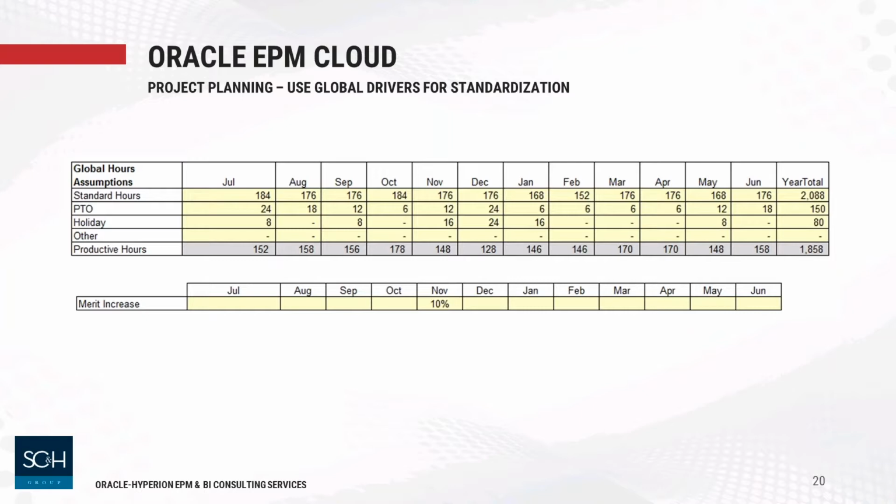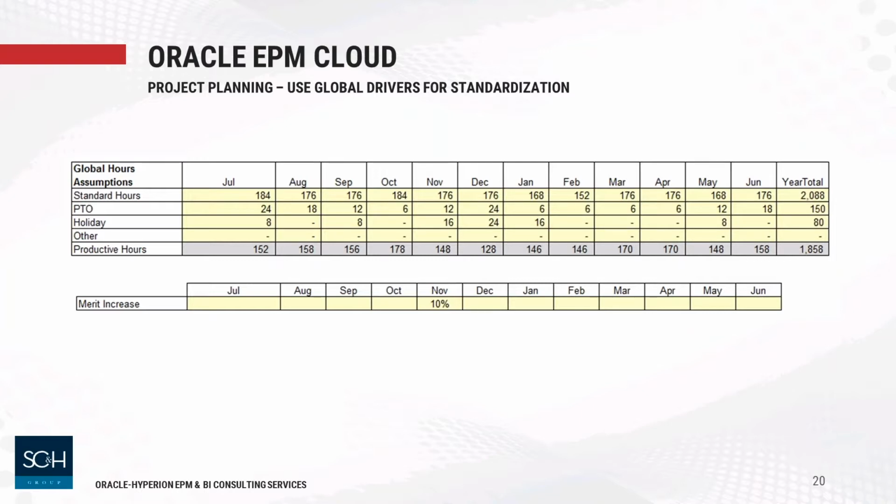I spoke about a process that can leverage global drivers such that you don't necessarily have to maintain bottom level detail every step of the way. This is an illustration of using hours more from a standard hours that, you have the 2088 working hours in any given year, then being able to layer in assumptions for PTO, holidays specific to the organization, and any other adjustments you want to make to calculate productive hours.